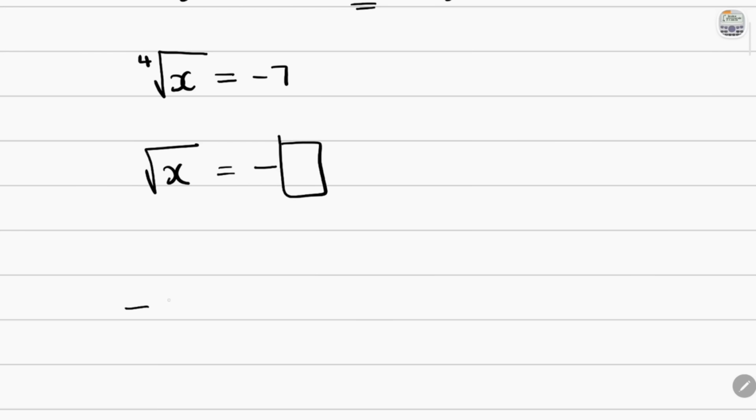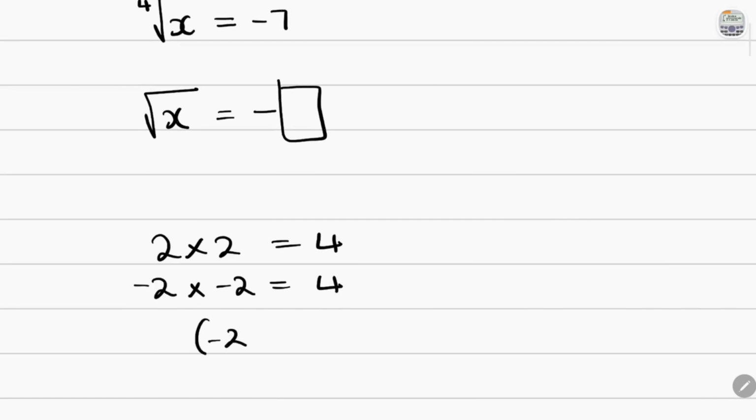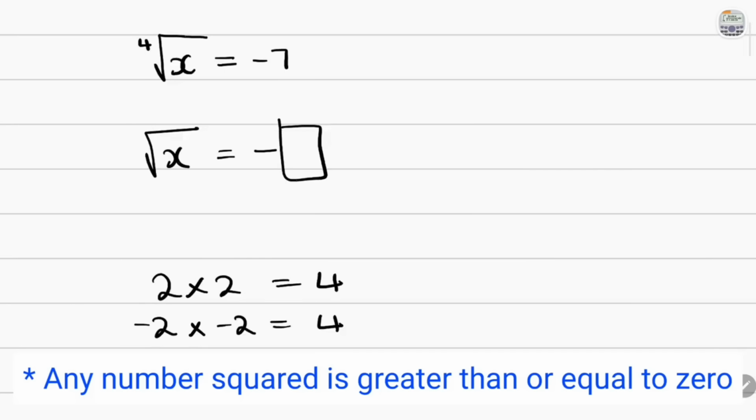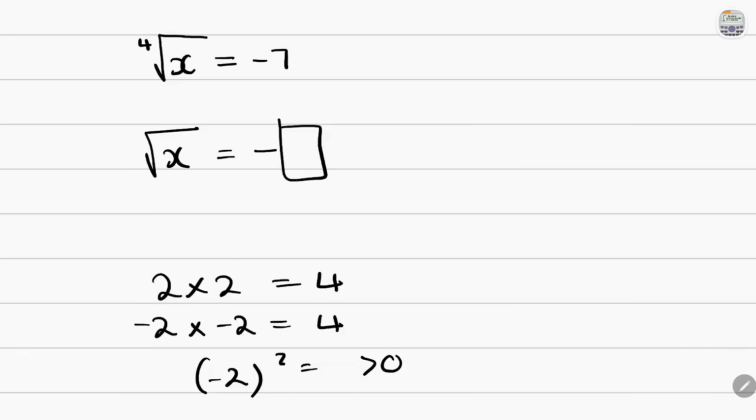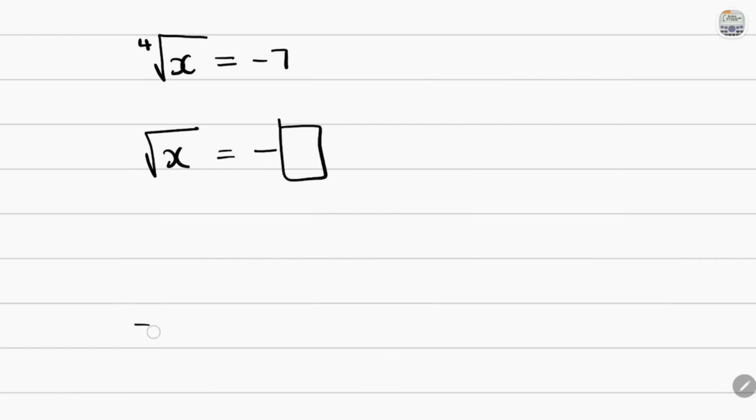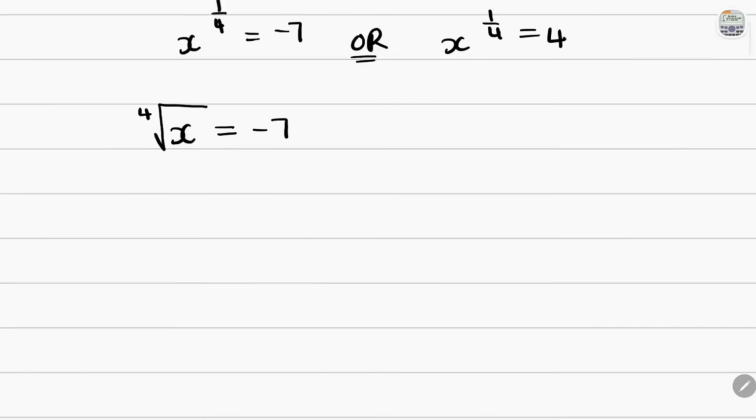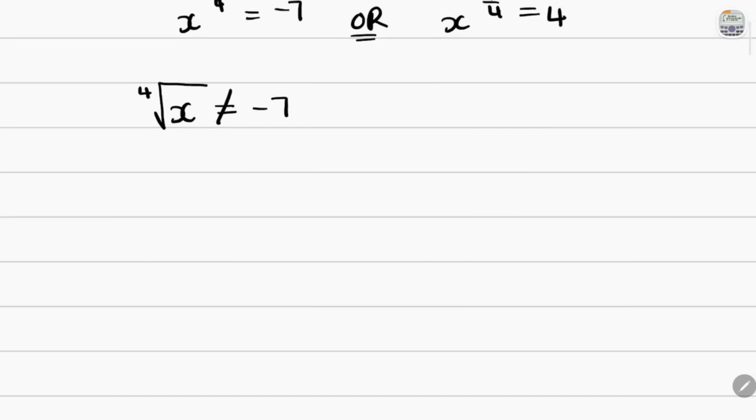Because if you said, for example, 2 times 2 gives you positive 4, and if you say negative 2 times negative 2, it also gives you positive 4. So any number squared would always be positive, greater than 0. This also applies to fourth roots because you're multiplying a number by itself 4 times. So it will become positive. It can't be negative. So I'm just going to go ahead and say there's no real solution here. And that's what we have. x has no real solution.